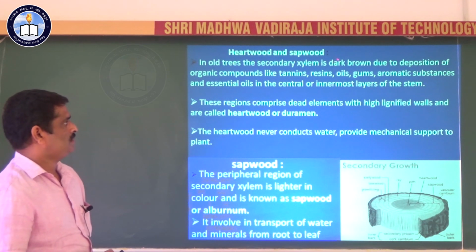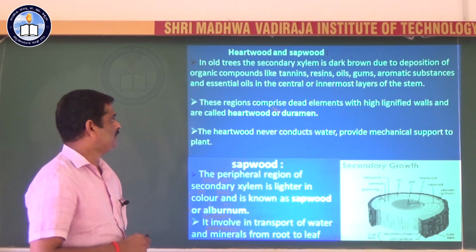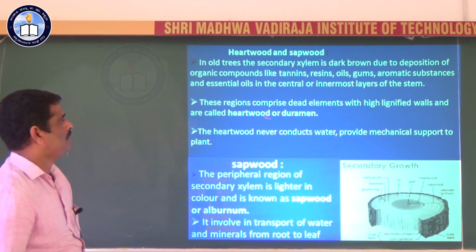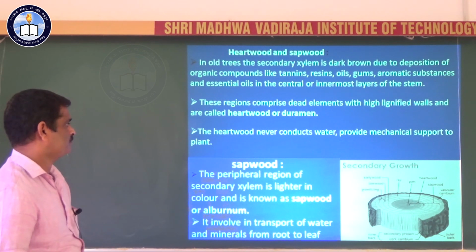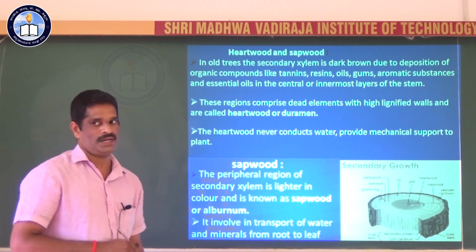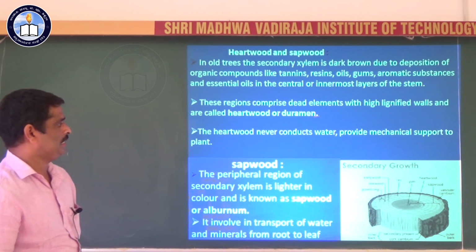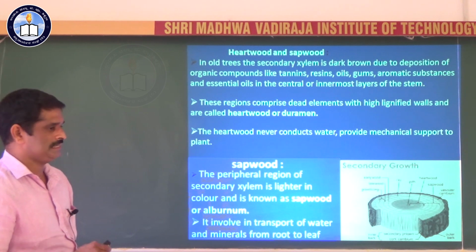Because of this, the wood is resistant to microorganisms and other insects. Hence this wood is also referred to as the duramen. Heartwood provides the mechanical support, it does not conduct water. It is a non-conducting wood but provides mechanical support. This is the central part, dark brown in color, the non-conducting wood having higher densities. This wood is referred to as the heartwood.